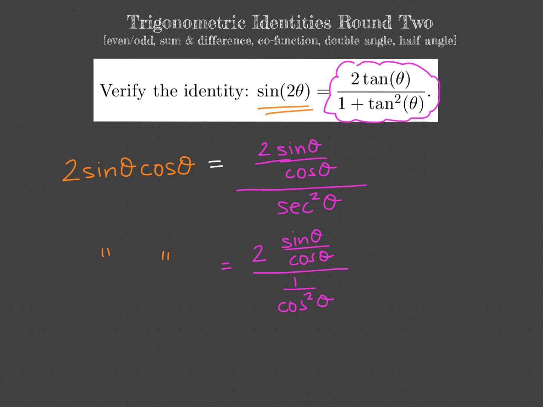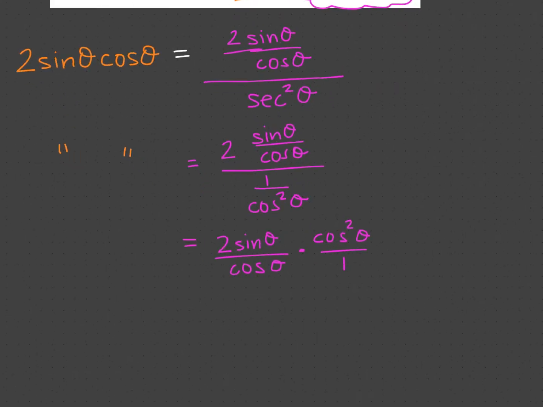Now still on the right-hand side, I have a complex fraction. So I want to get rid of that complex fraction by multiplying by the reciprocal of the denominator. So we'll have 2 sine theta over cosine theta, not messing with the numerator at all. Then I'm going to multiply by the reciprocal of this down here, which is cosine squared theta over 1. When we multiply these together, I can cross cancel, and a cosine will cancel. So that goes to just 1, and with this cosine squared, one of the cosines cancels, so it's just cosine. So look what we have.